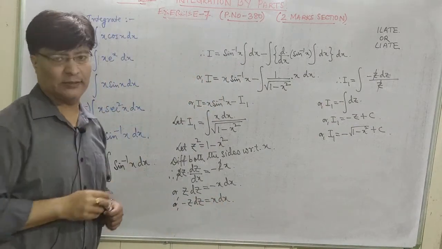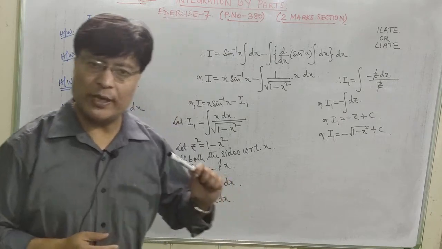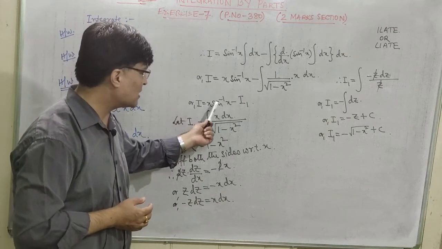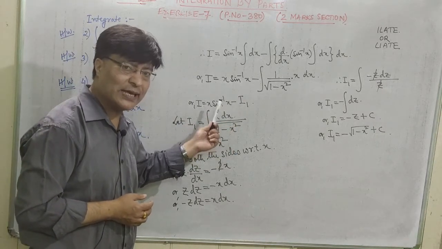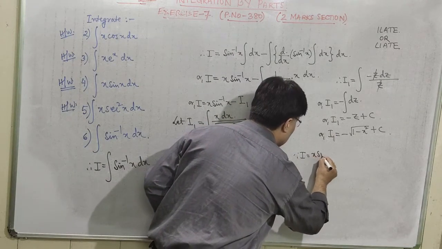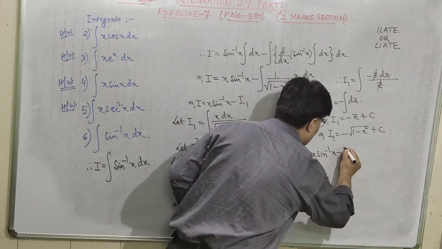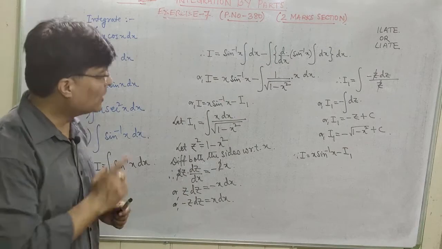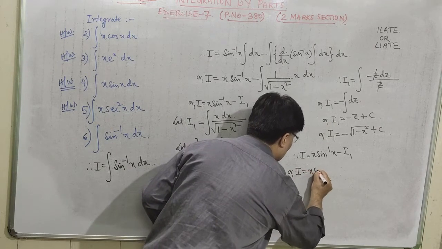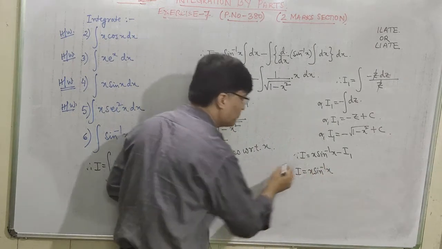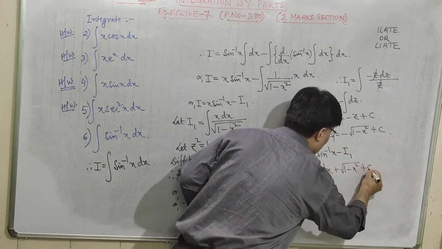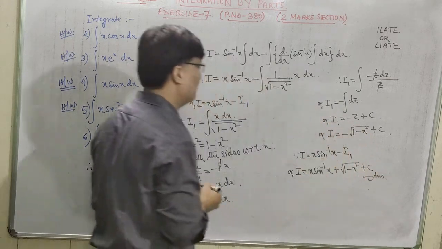But this is not the answer. This I1 is not the answer. So you have to put these values of I1 in I. So what is I actually? I is equal to x sine inverse x minus I1. So in this case you have to put the value for I1. Is that clear? So let us put this value for I1 now. So what does it become? I is equal to x sine inverse x, then this minus to minus is plus sign, root over 1 minus x square plus c. So this is the final answer.